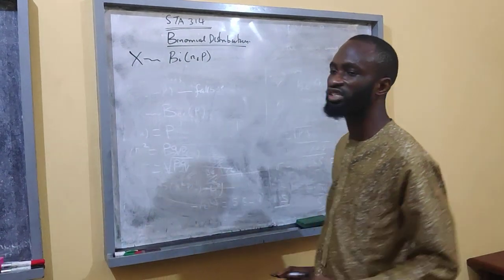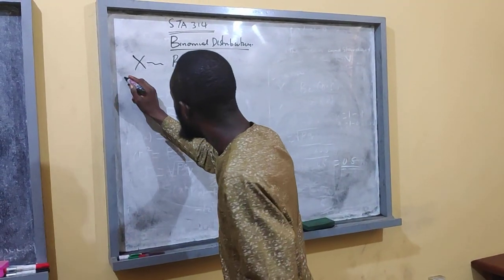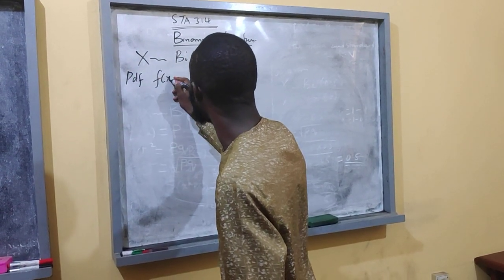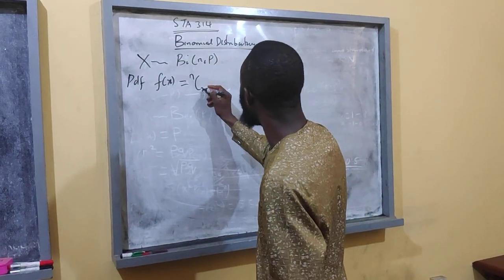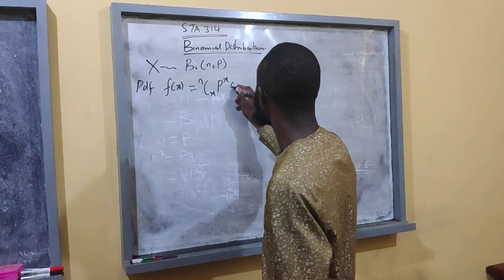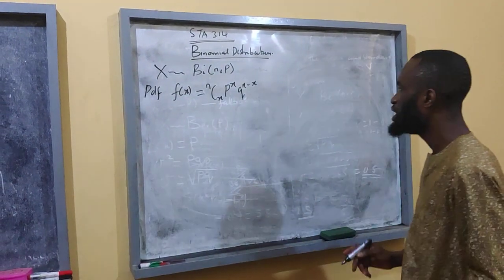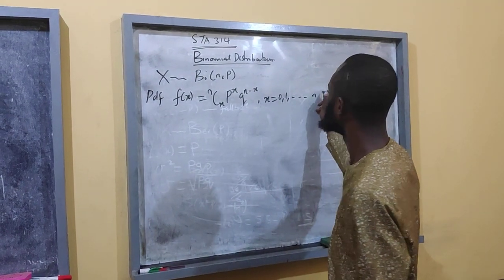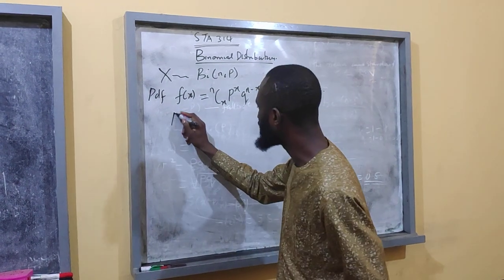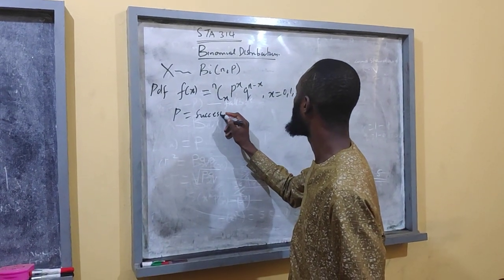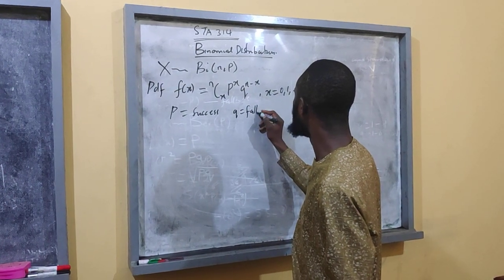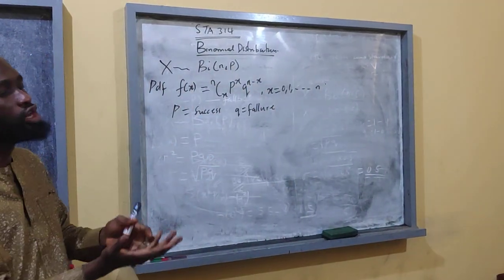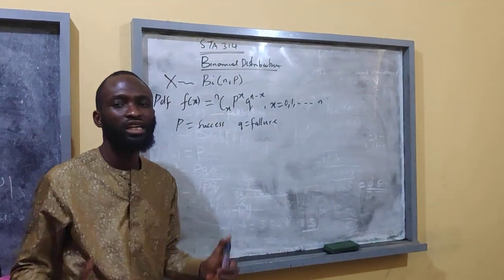That is binomial distribution. And the PDF, the probability density function, for binomial is defined as f of x equals n combination x, p to the power x, q to the power n minus x, where your x is from 0, 1 to n. Then your p is the success, and your q is the failure. And your n is the number of trials. The difference between binomial and Bernoulli is that binomial requires multiple trials.